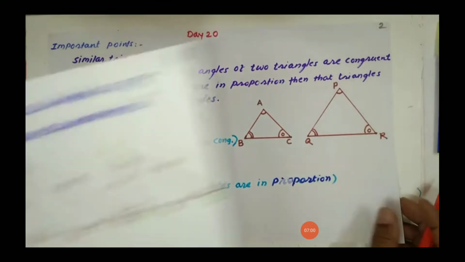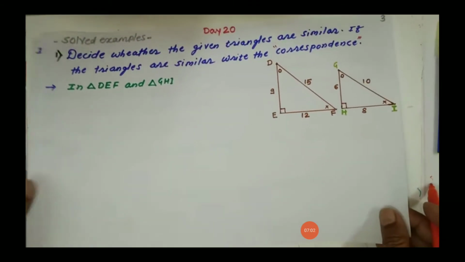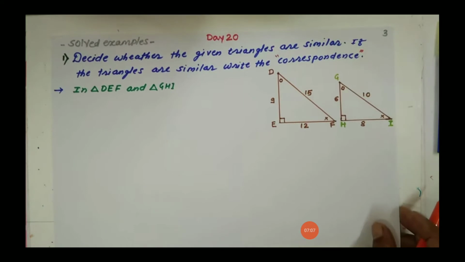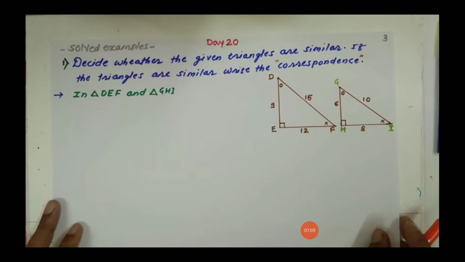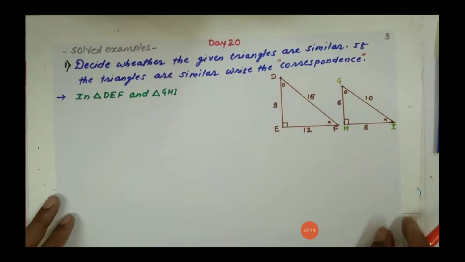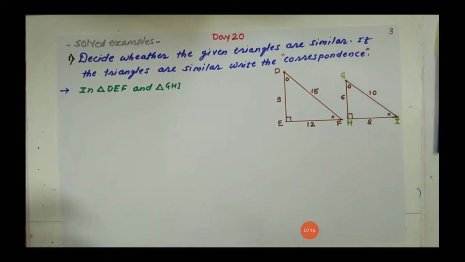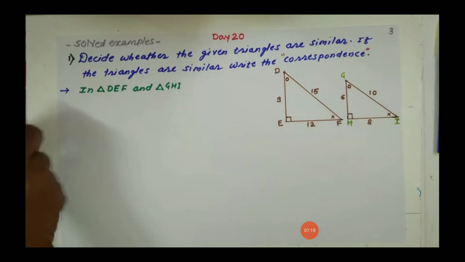Okay, there is a solved example which we will leave here for you. Decide whether the given triangles are similar. Okay, if the triangles are similar, write their correspondence. See, these two triangles are given to you and you have to check whether these triangles are similar or not.